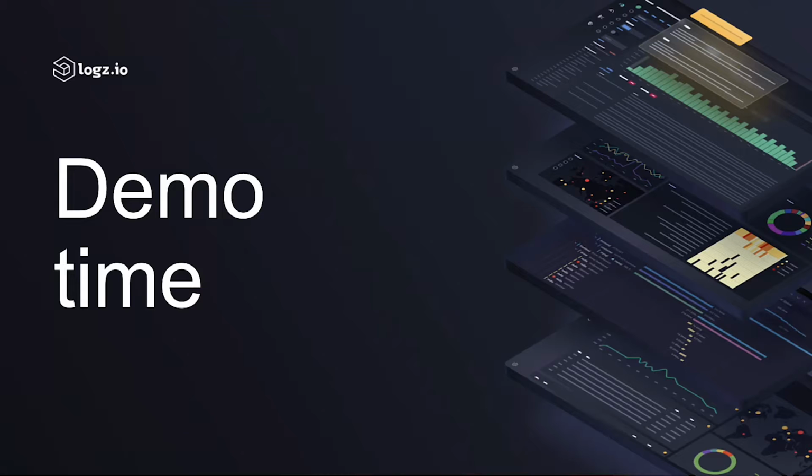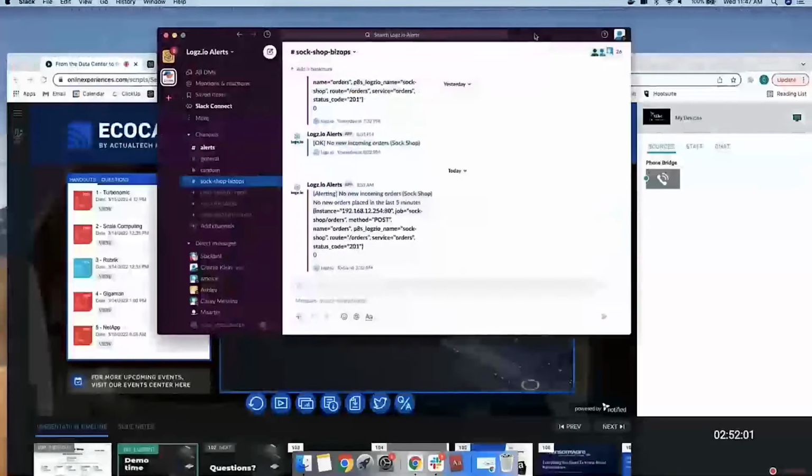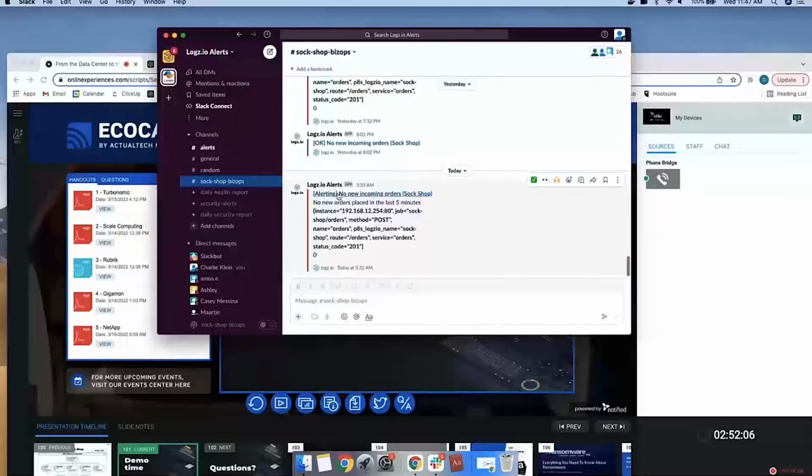Okay. So like most incident investigations, we're going to start off in Slack. We're starting off in our alerting channel. We see a new Logz.io alert telling us that there are no new incoming orders, which obviously, if our business depends on incoming orders, is a big deal.